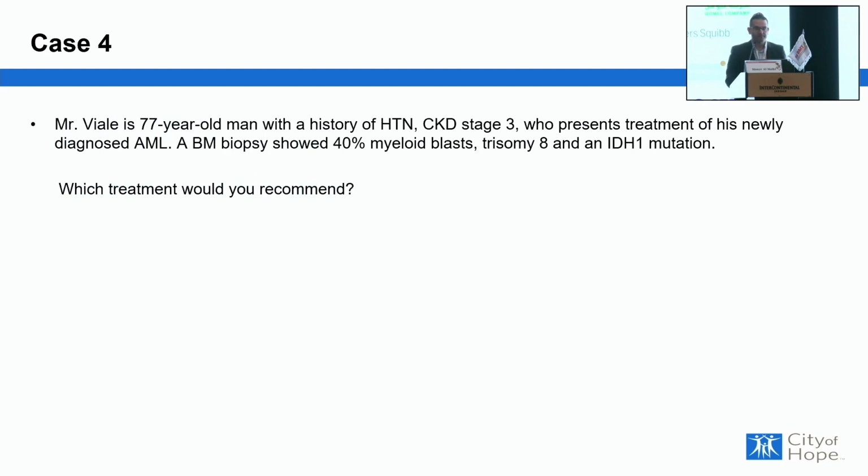Case number 4. Mr. Viale is a 77-year-old gentleman who had a history of hypertension and chronic kidney disease, stage 3, and presented to us with newly diagnosed AML. Bone marrow biopsy again showed 40% myeloblasts, trisomy 8, and an IDH1 mutation. So what would be our recommendation for this gentleman?